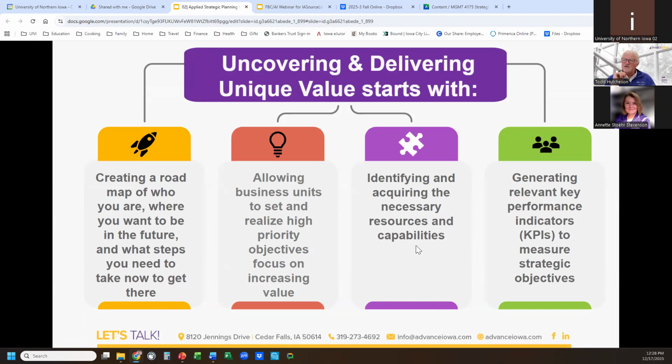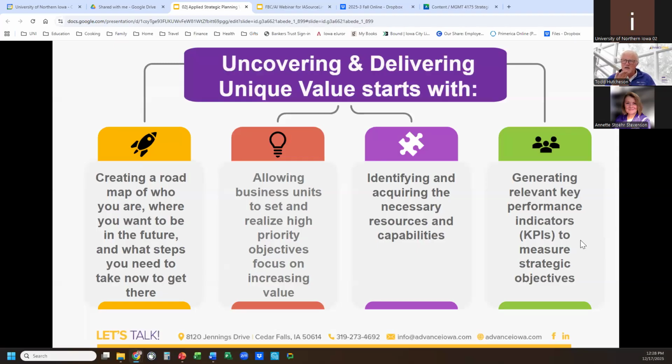How do I understand what resources and capabilities I either have that I need to leverage, or need to go acquire, to be able to be successful? And then what do I need to measure? How do I understand where I'm at? How do I keep score so that I can either know that I'm being successful or identify where I need to make changes to become successful?